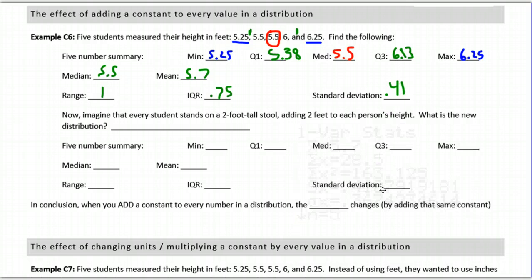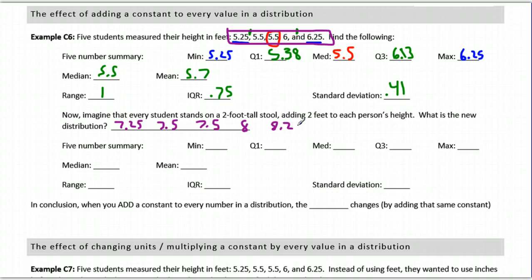So now the next question says, imagine that every student stands on a 2-foot tall stool, adding 2 feet to everyone's height. What's the new distribution going to be? The distribution is just this list here. So what happens to this list if we add 2 to every number? Well, 5.25 becomes 7.25, and 5.5 becomes 7.5, 7.5 again. 6 becomes 8, and 6.25 becomes 8.25. So you write out all 5 of those numbers, adding 2 to each one of them.